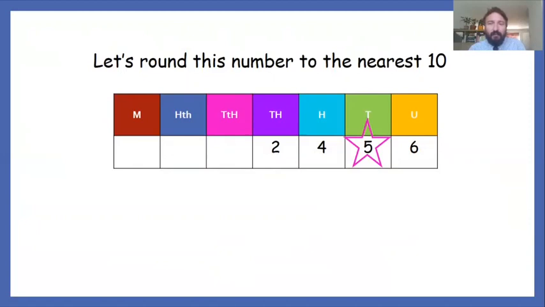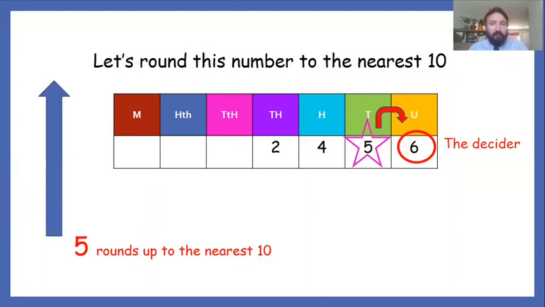Let's round this number to the nearest 10. So we're going to round to 10. Just want to make that really clear. So what I've done is I've put a star in the tens column, because that's the number we're going to round to. Now looking before that, we have our units. I've called that number the decider, because that decides whether we round up or whether we're going to round down. Now the rule here is if that decider is 5 or above, then we will be rounding the 10 up. If it is 5 or above, we then round up.